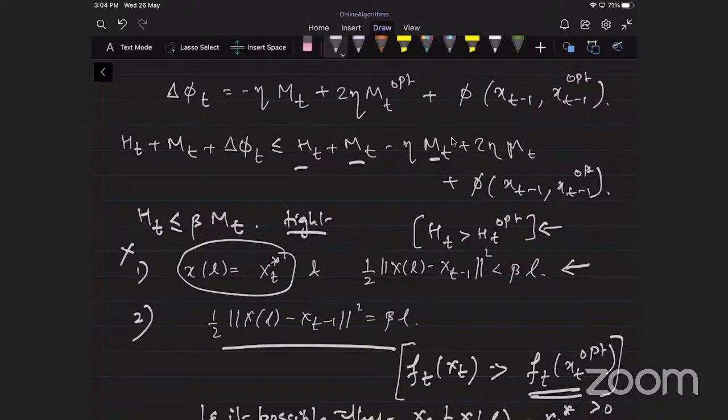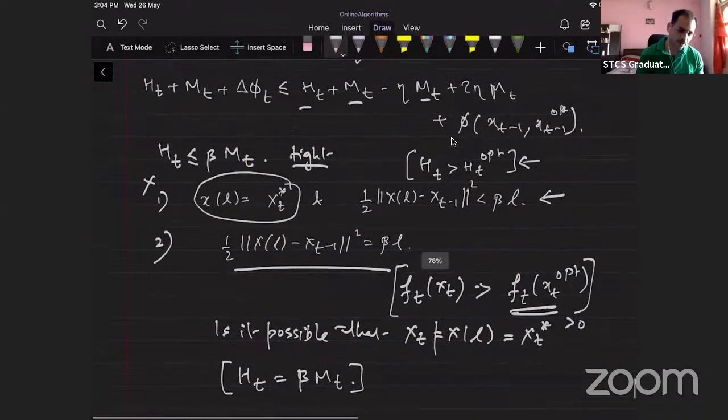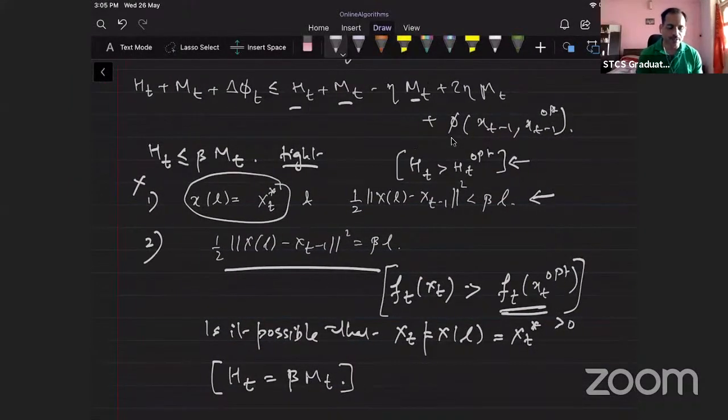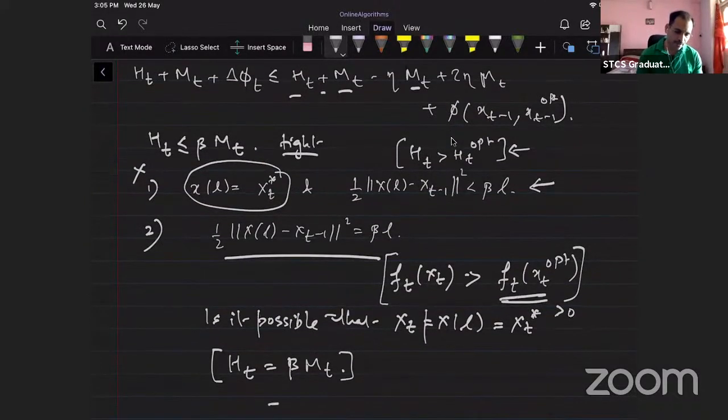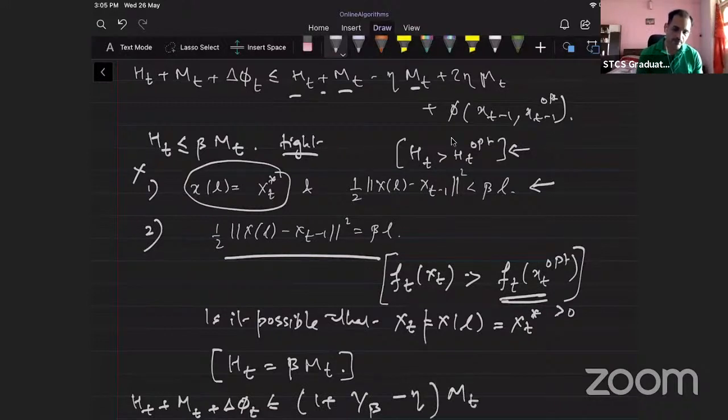Okay. So now we're just going to use this inequality. The important thing is it's not the positive sign with m t I'm worried about, I'm worried about the negative sign. Because of the negative sign, I cannot work with less than equal to. I have to have strict equality. So then I can write the above inequality: h t plus m t plus del phi of t is less than or equal to 1 plus 1 by beta minus eta times m t plus 2 times eta m t opt.